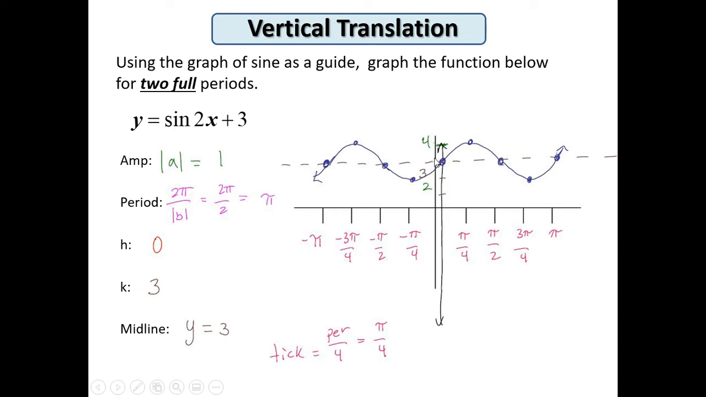My new baseline here is at y equals 3, and my amplitude is still 1, so the max is going to be 4, the min is going to be at 2, and this line looks like it's off a little bit here, but it should start right at x equals 0. It goes up to 4, comes back to 3, goes down to 2, goes back up to 3. And it does the same thing in the negative direction as well. So I'll give you a second to get those notes down.